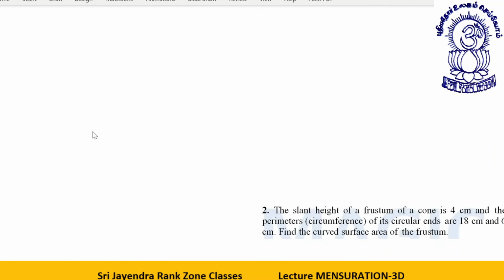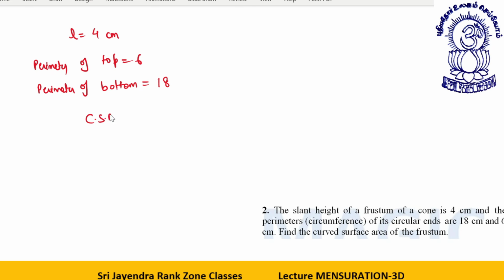The next question is, the slant height of a frustum of a cone L is equal to 4 centimeter, and the perimeters of its circular ends are 18 and 6. Let's say perimeter of top is 6, then perimeter of bottom is 18. Find the curved surface area.